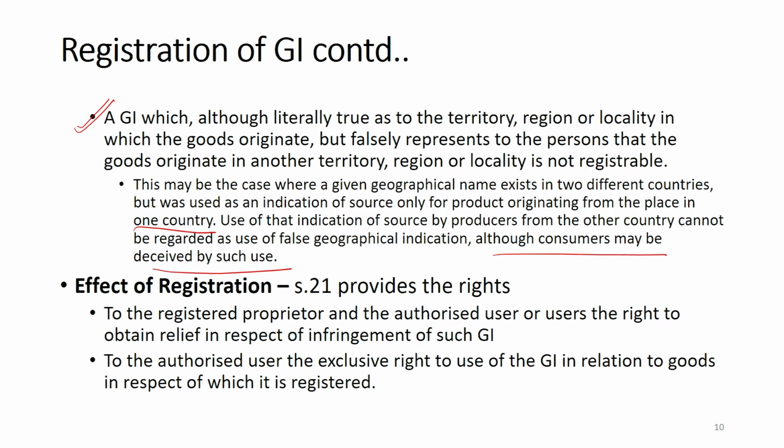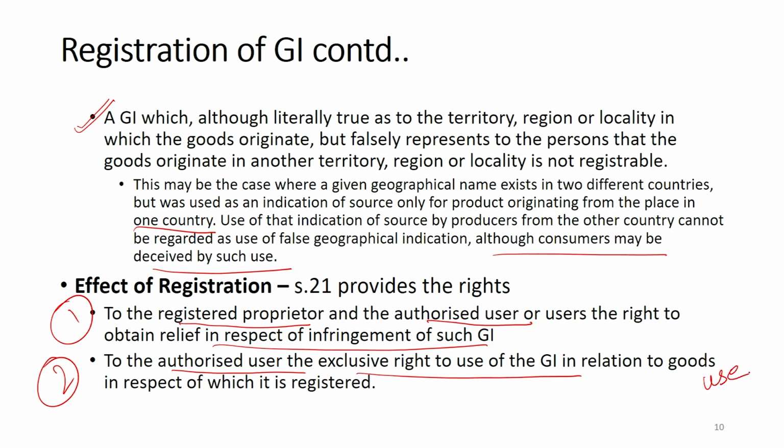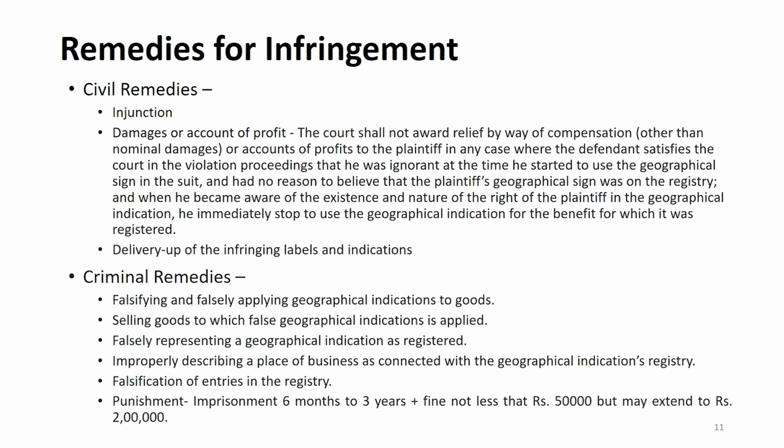What are the rights? To the registered proprietor and the authorized user or users, the right to obtain relief in respect of infringement. So, the proprietor and the users of GI can file for infringement. This is the first right which you get after registration. And the second right is that authorized users get an exclusive right to use the GI in relation to goods in respect of which it is registered. So, right to use is given to users, and right to file for infringement is given to users as well as registered proprietors.